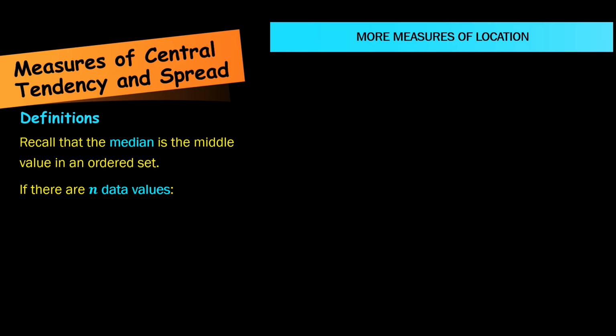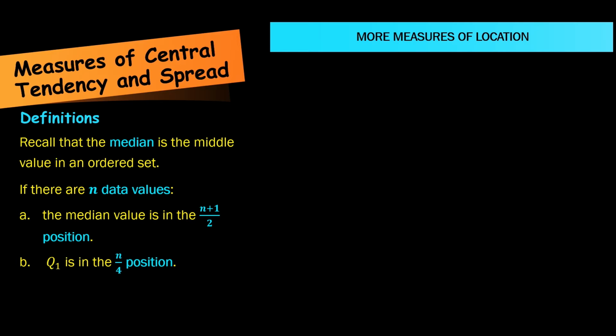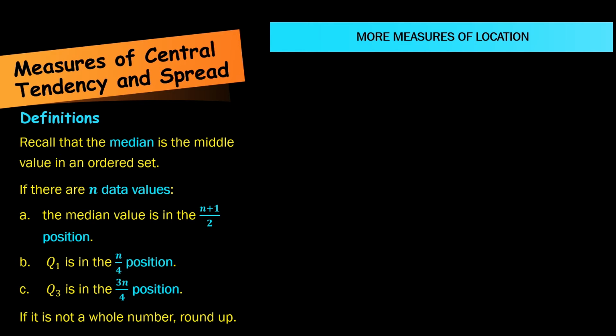Now, if there are n data values, the median value is in the (n+1)/2th position. Q1 is in the n/4th position. Q3 is in the 3n/4th position. And remember, if it is not a whole number, then for our purposes, we're going to round up.